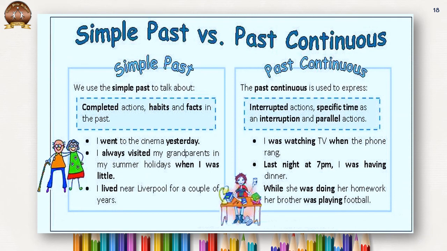So the difference between simple past and past continuous we already know. Read this slide thoroughly. Mostly it refers to past completed actions, habits and facts, like simple present tense is also about habits and facts. This is completed habits and facts. Okay. And then past continuous tense also expresses interrupted action, specific time, interruption and parallel action. These all are past actions expressed through past continuous.